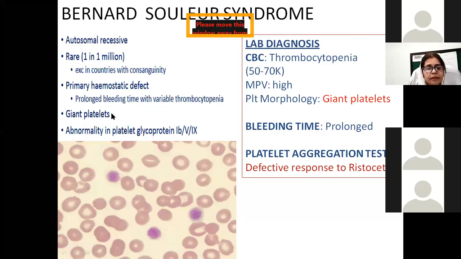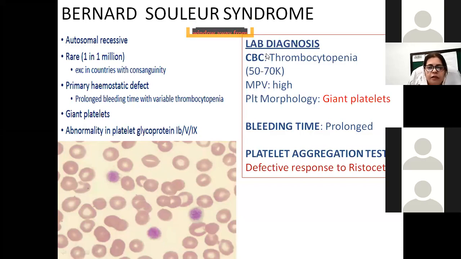The characteristic finding on morphology is the presence of giant platelets. Normally, the size of a platelet is very small, but in Bernard-Soulier syndrome, you can see that they are almost the size of a red cell. So there are giant platelets on the peripheral smear. The major abnormality is deficiency or abnormality in the platelet glycoprotein 1B9.